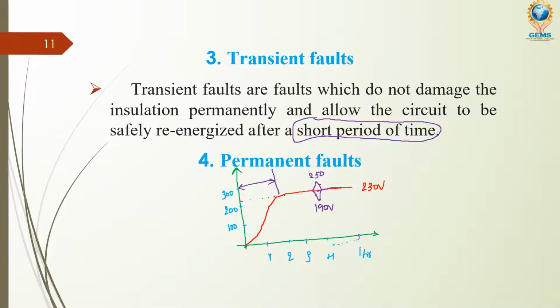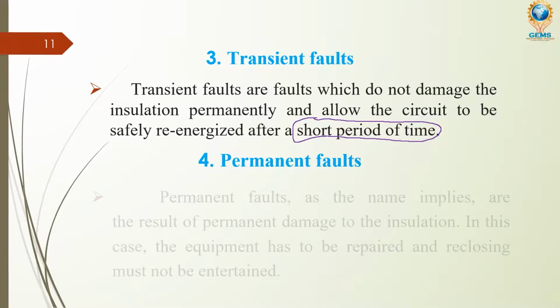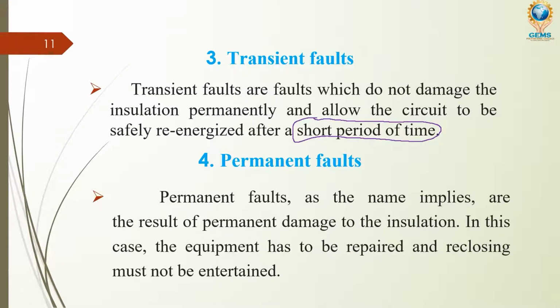Permanent fault means it will not come under the control. When the fault happened, it is going to break the system completely. This we say permanent fault. Permanent faults, as the name implies, are the result of permanent damage to the installation. In this case, the equipment has to be replaced and reclosing must be entertained.